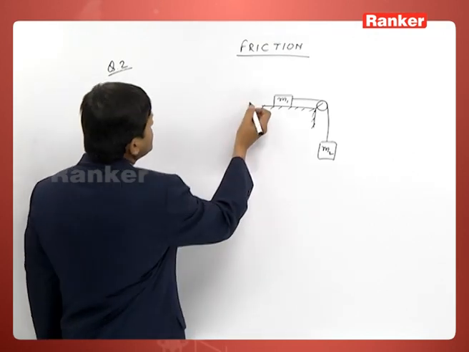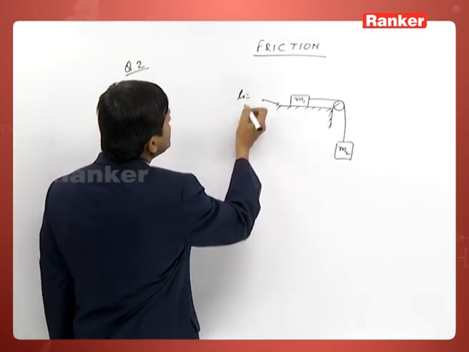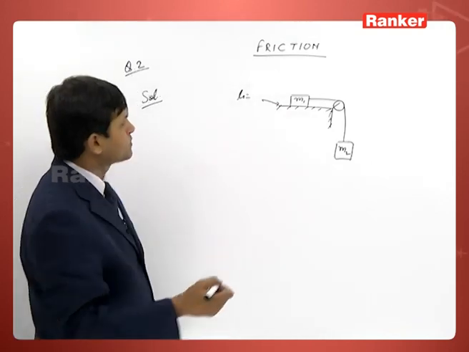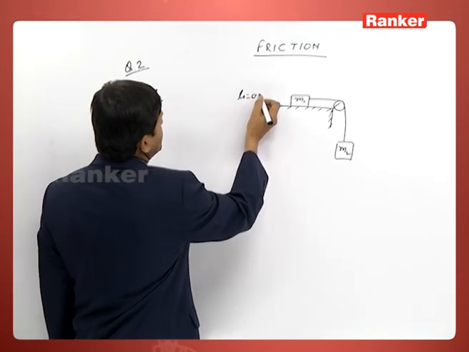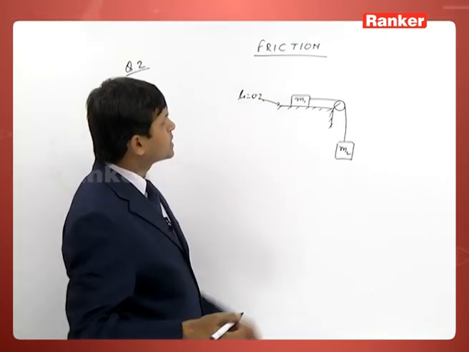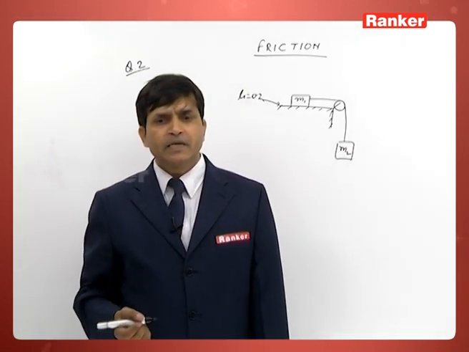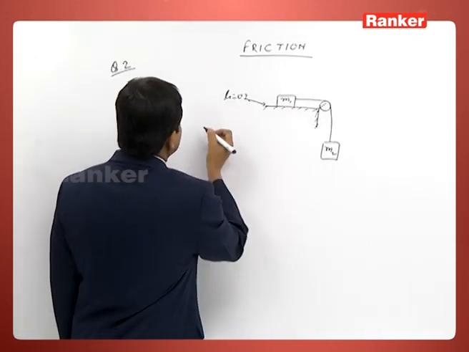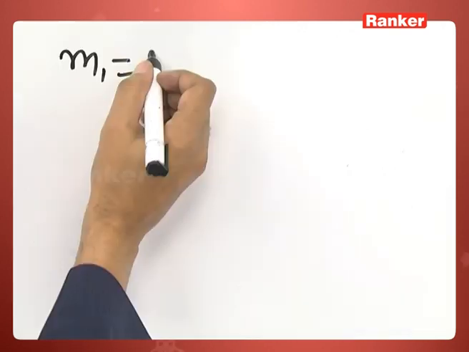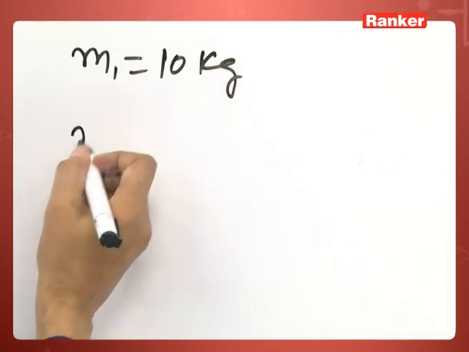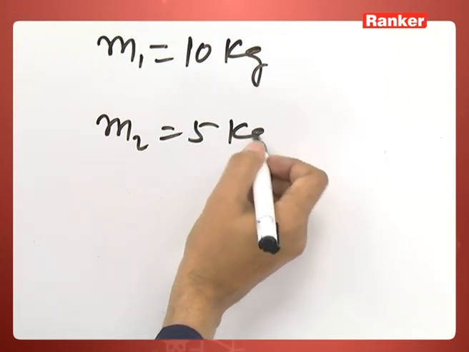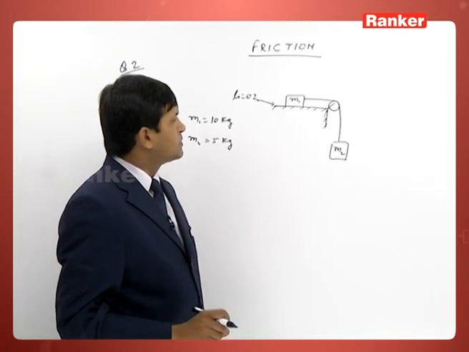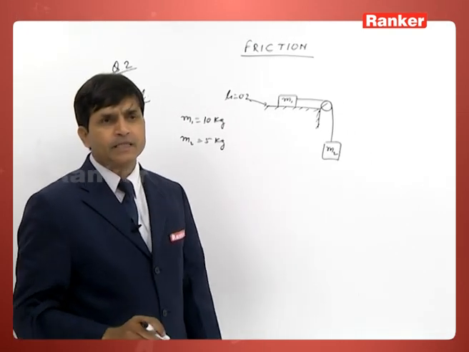It is also given that mu between the block M1 and the ground is 0.2. This is given here, 0.2, and the masses of the blocks are also given. Mass M1 is given 10 kg and M2 is given 5 kg. So we can write the value of M1 as 10 kg, and M2 is given here 5 kg. So first of all, we would like to find the acceleration of the system.